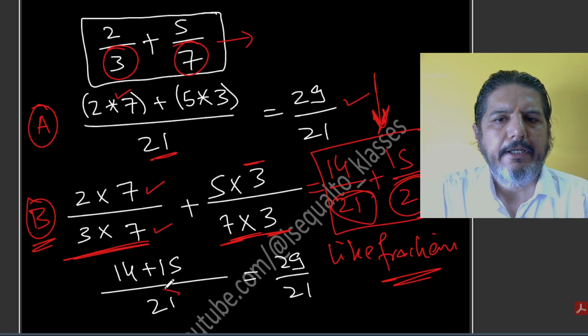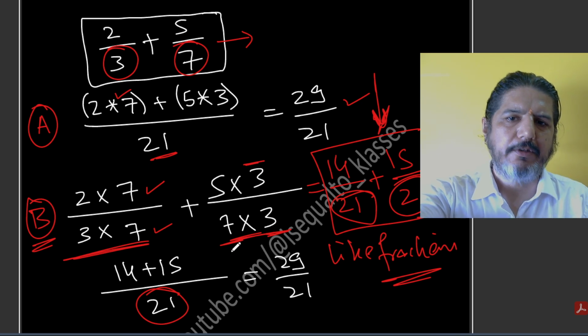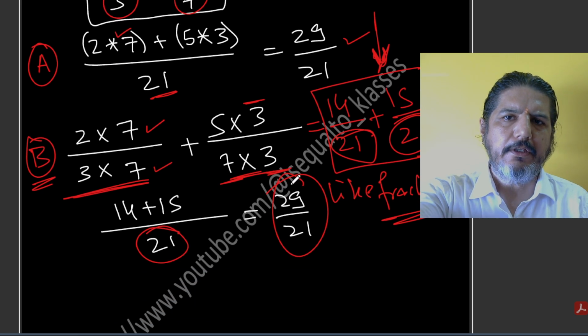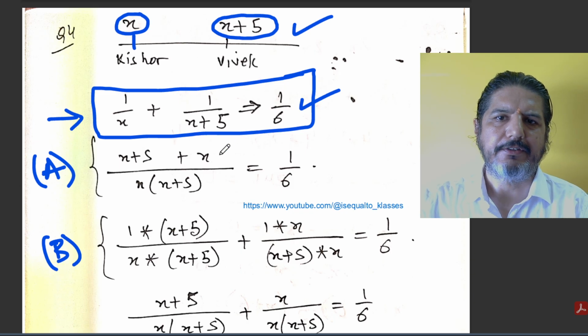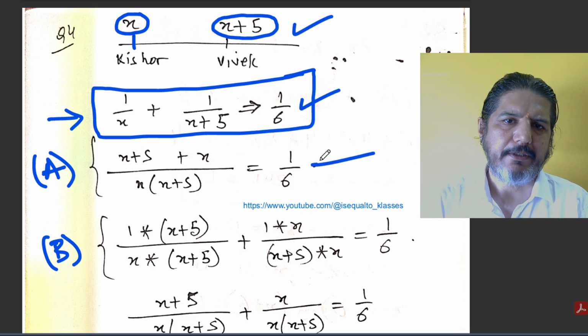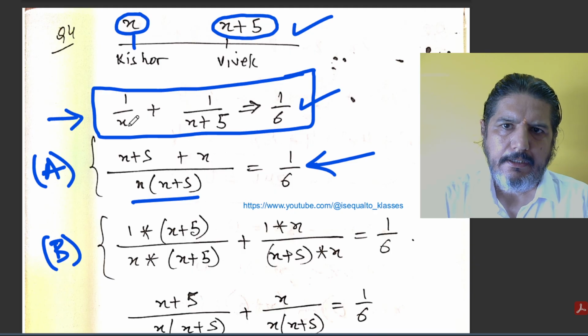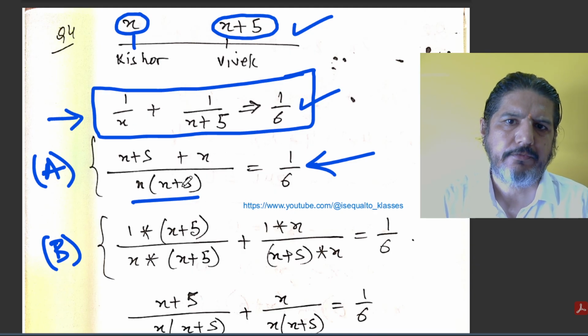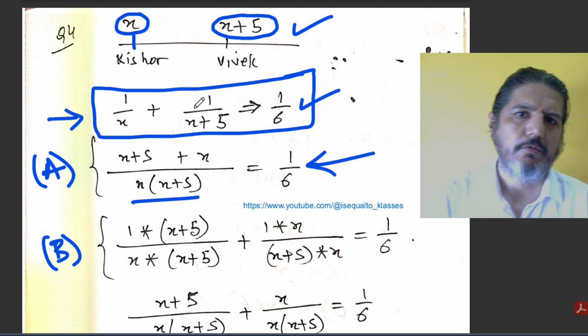So 21 is same, then like fractions can be added just like that. So 14 plus 15 is 29 by 21. See, like we add numbers, similarly the algebraic fractions are also added. So this is the method one, where x into x plus 5 is the LCM. Then 1 multiplied by x plus 5, divided by x plus 5. So 1 multiplied by x.